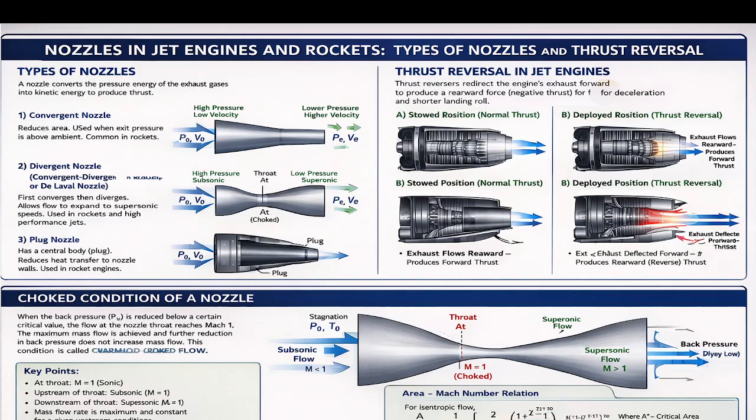Okay, so here when you talk about the conditions of your throat, or the choked condition nozzle, the Mach number, as we already discussed, at the throat should be equal to 1. Upstream of the throat the Mach number will be less than 1, and downstream of the throat it should be supersonic, where the Mach number should be more than 1. The mass flow rate should be maximum and constant, given the upstream conditions.